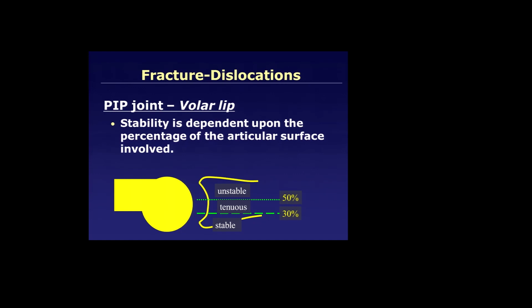The stability of the PIP joint really has to do with the amount of fracture that you have in the base of the proximal phalanx. Most of the collateral ligament origin is here, and most of the ligament attaches to the bottom 50% of the joint area. So if you have a fracture that involves more than 50%, this is going to be grossly unstable, because the entire ligament complex is now attached to the piece of bone that is fractured off.